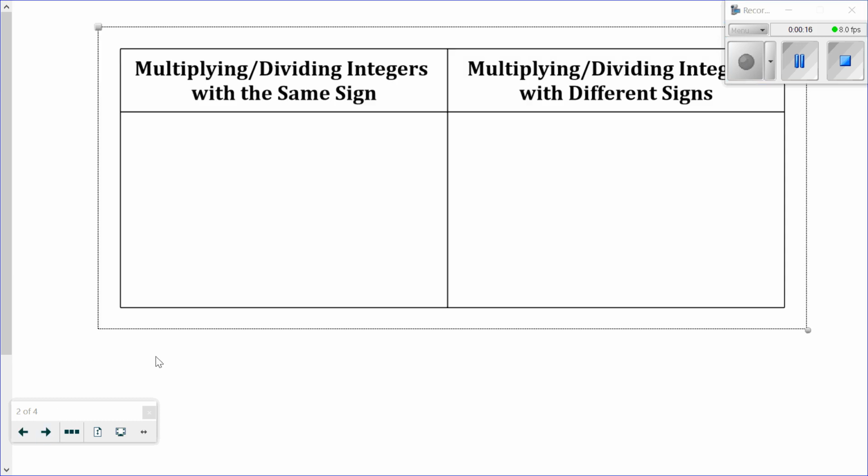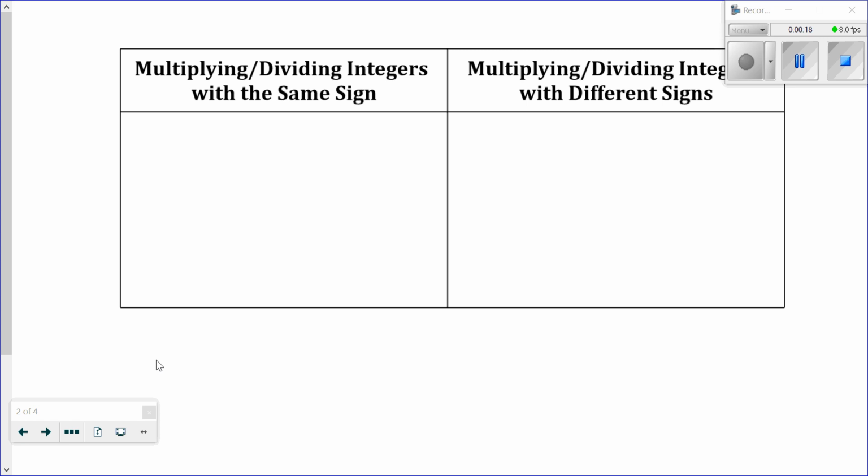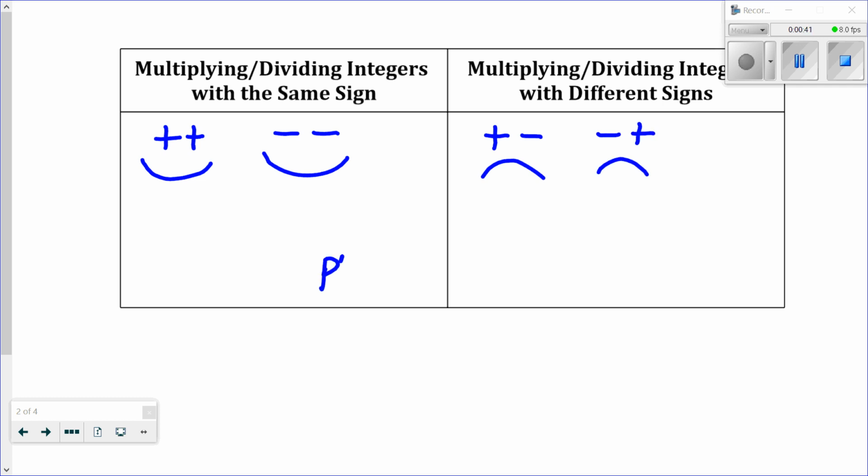So if you remember from lesson 1.3, we discussed the rules of multiplying and dividing integers with the same sign as well as with different signs. The rule was when the signs are the same, your answer is a positive answer. If you remember the smiley face method, and if your signs are different, your face is sad, so it would be a negative answer. So same signs is always positive, different signs is always negative.